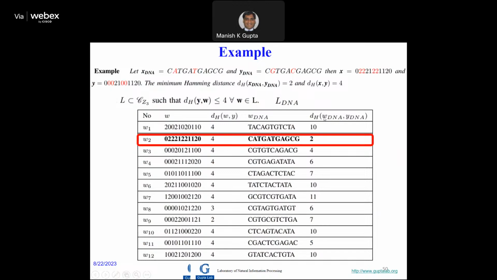YDNA is the received vector in DNA. The Hamming distance between WDNA and YDNA is exactly 2 with the one which was sent, right? For all others, it is more than that. Got it? So I gave you just an idea how things are happening, right? This is a very clever, very interesting observation of this map actually.